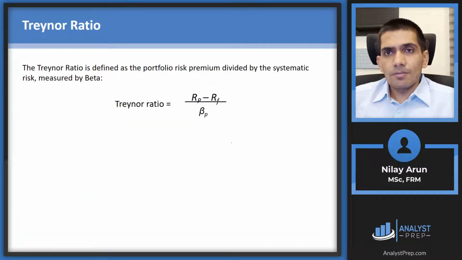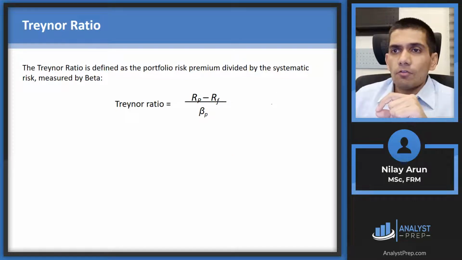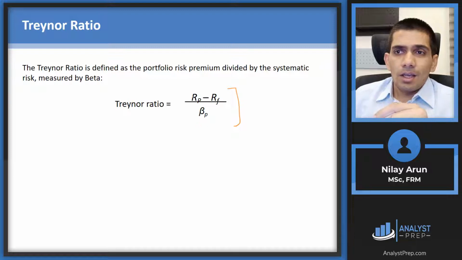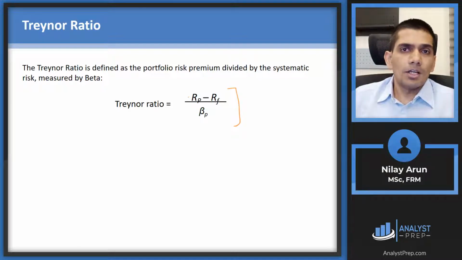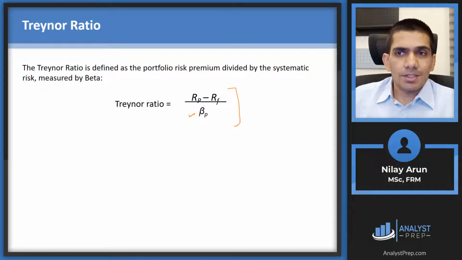Now let's look at the next measure, which is the Treynor ratio. If you look at the formula, it actually looks quite similar to the Sharpe ratio, and it is. If you look at the numerator, that's exactly the same as what we have for the Sharpe ratio. That's simply excess return, which means the return in excess of the risk-free rate. So there is absolutely no difference in the numerator part of the Treynor ratio. However, the difference is in the denominator. What is the difference? Earlier, we were taking standard deviation as the measure of risk. Now we are taking beta as the measure of risk.